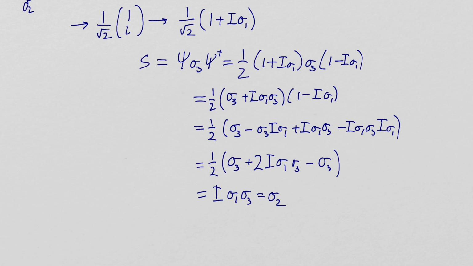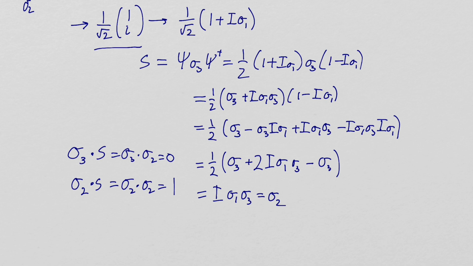And so this guy here equals sigma 2, so the expectation value, say, so S, our spin vector, equals sigma 2. And so the expectation value of sigma 3 on S equals sigma 3 dot sigma 2, which equals 0. The expectation value of sigma 2 on S is sigma 2 dot sigma 2, which equals 1. So this is basically representing the up state of the sigma 2 operator, which is exactly what we expect.